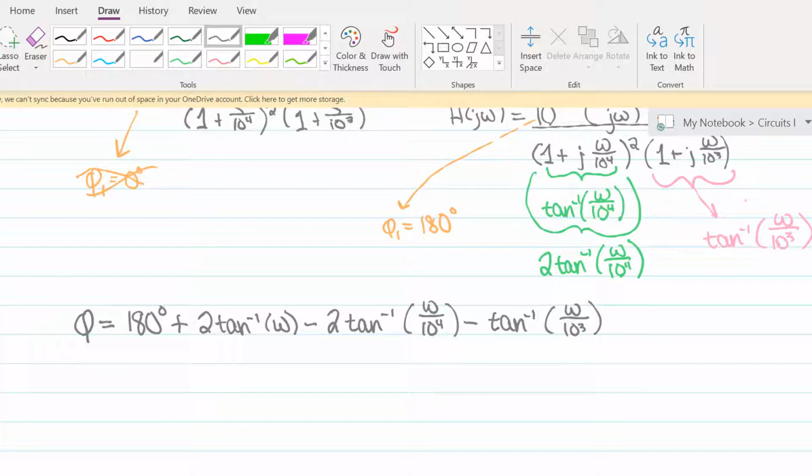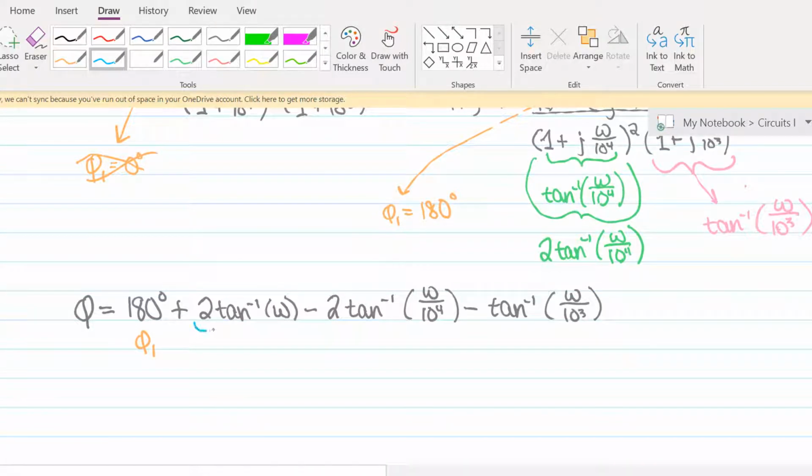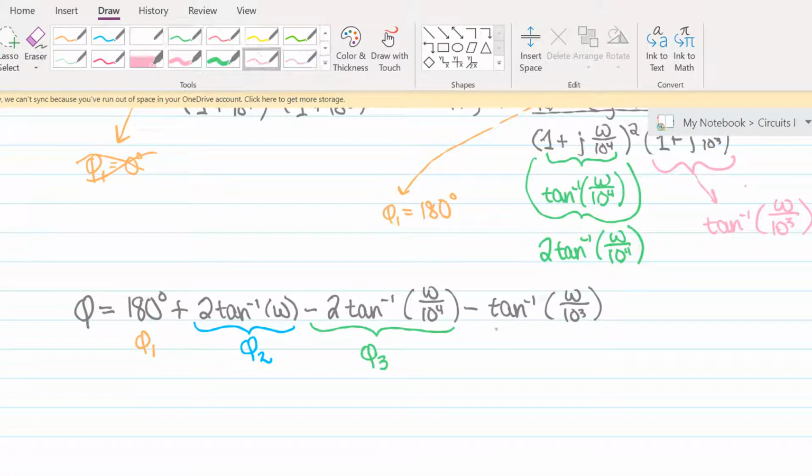So I'm just going to call this one my phi 1, and then I'm just going to call this whole thing phi 2, and then the next one I'm going to include the negative, call that phi 3, and then the last one include the negative and call it phi 4. So I'm going to graph each of the 4 separately and then do the sum for my final graph.